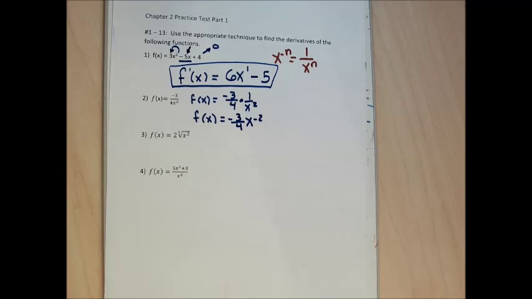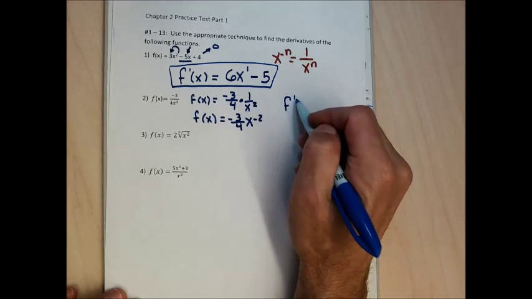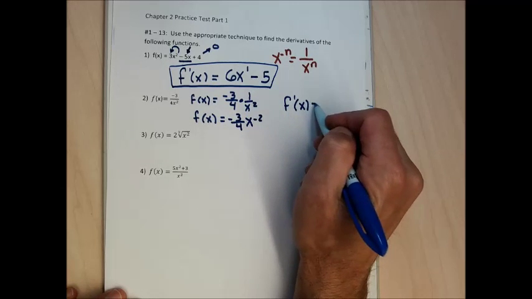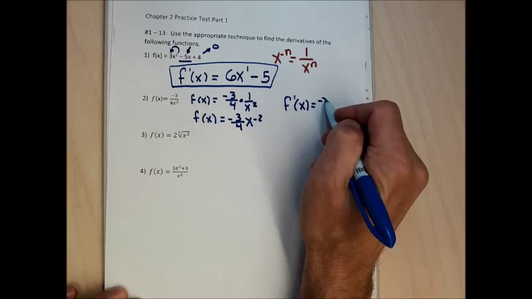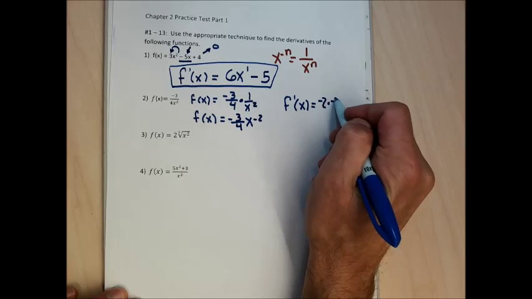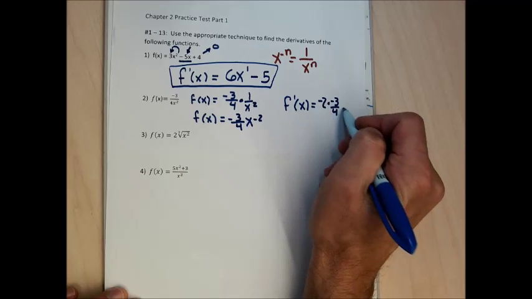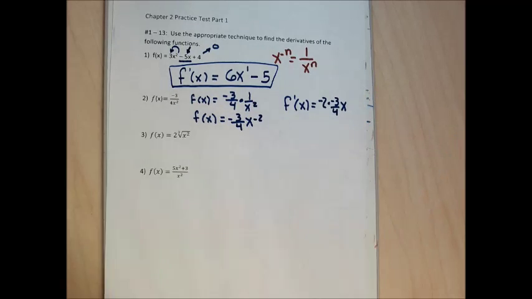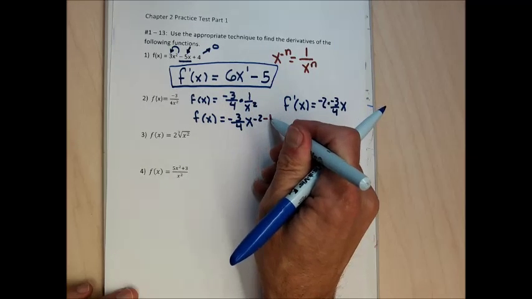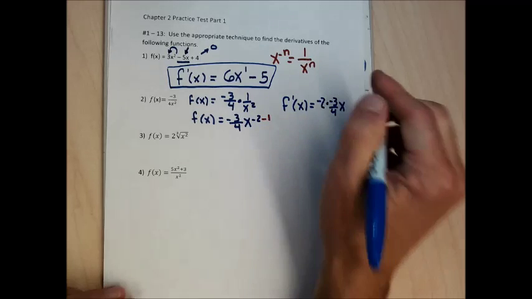I can multiply the exponent by the coefficient and lower the exponent by 1. So off to the side here, I'm going to write f prime of x. I'm going to start by multiplying the negative 2, which is the exponent, by the negative 3/4. And I'm going to lower the exponent by 1. So I'm going to go negative 2 minus 1. And when I do that, I get negative 3.